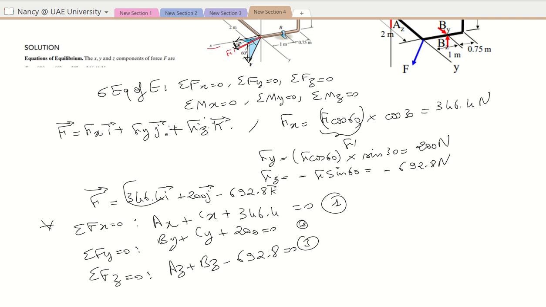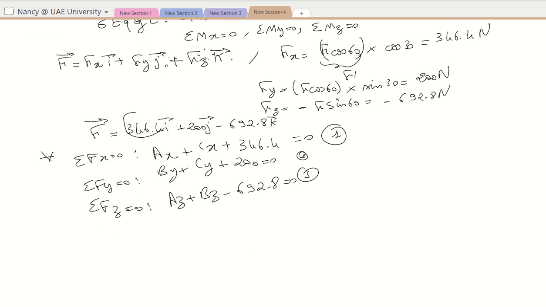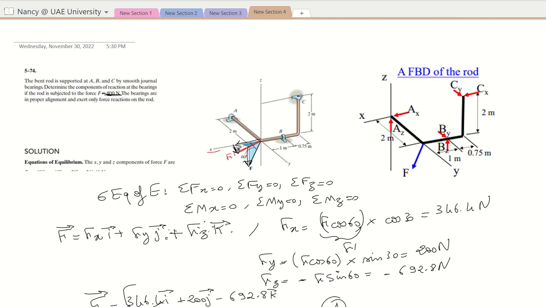We also have 3 equations of equilibrium for the moment. So summation of moment about x is equal to 0. I did this problem on purpose just to remind you about how to find the moment in 3D of the forces using the right-hand rule. If you don't get it, you can go back to the lecture where I put for you the symbols, how to use the right-hand rule.